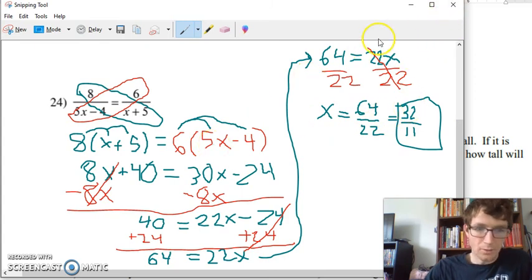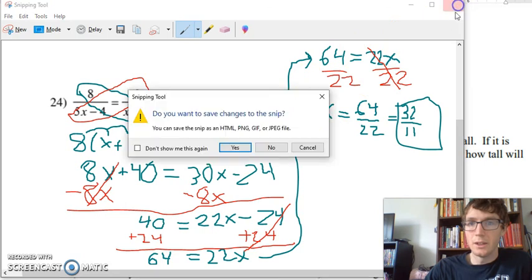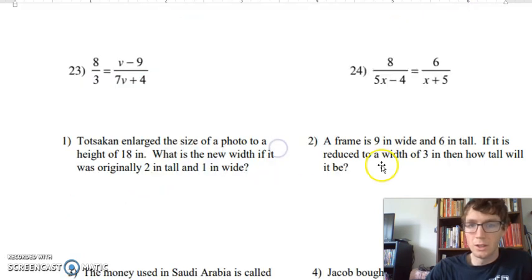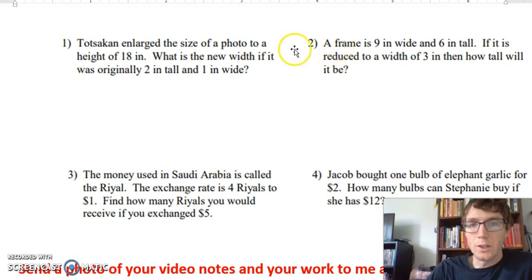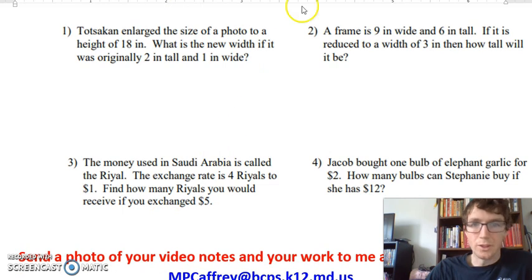Now, before I end this video, I'm just going to go over real quick this one word problem. And the reason I picked this one is because this is going to get into similar shapes, which is why I'm doing all these proportion things. You need to know your proportions pretty well to be able to work on similar triangles and other quadrilaterals. So real quick, this number 2 says a frame is 9 inches wide and 6 inches tall. If it is reduced to a width of 3 inches, then how tall will it be? So let me just get a screenshot of that.